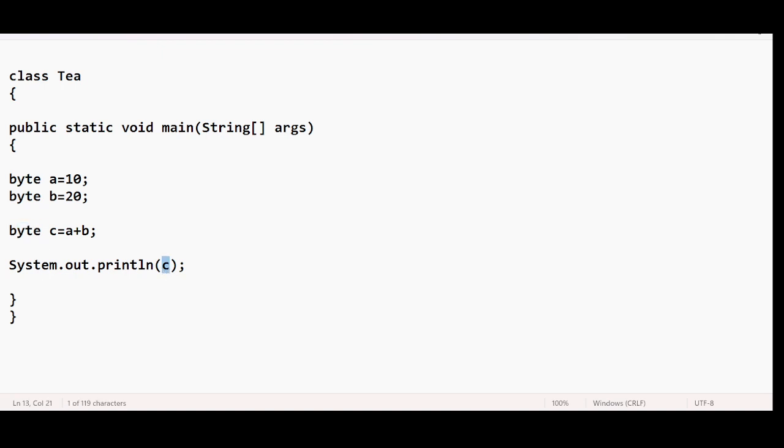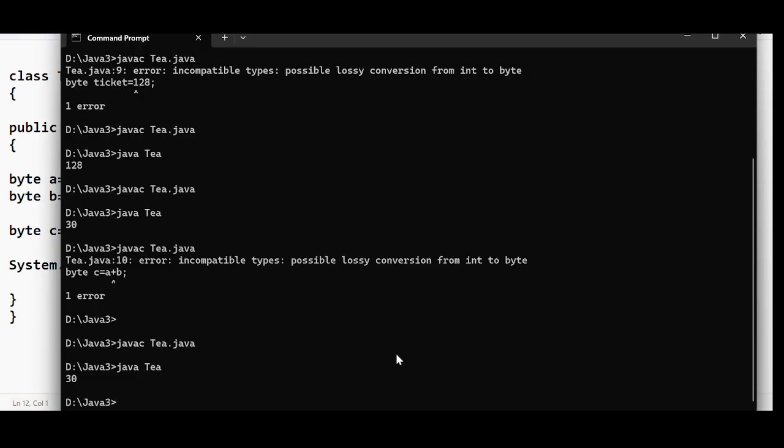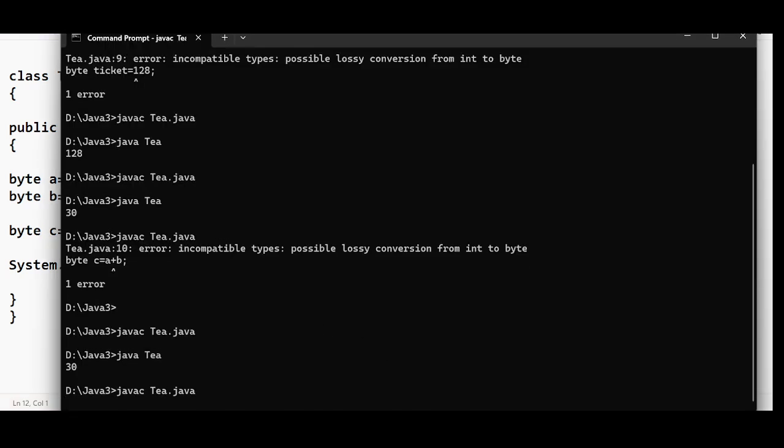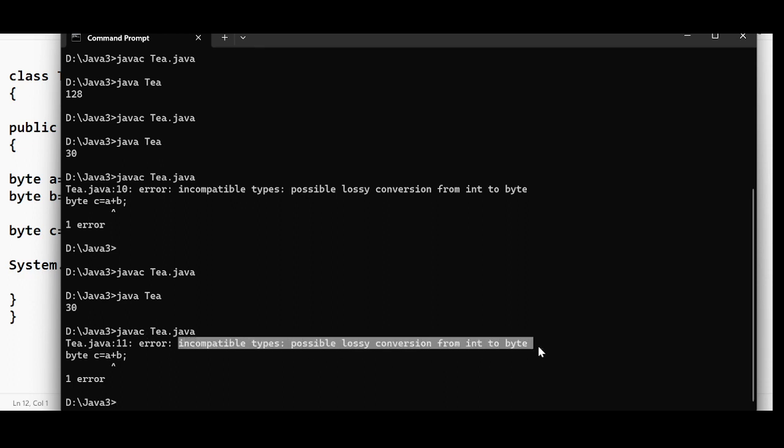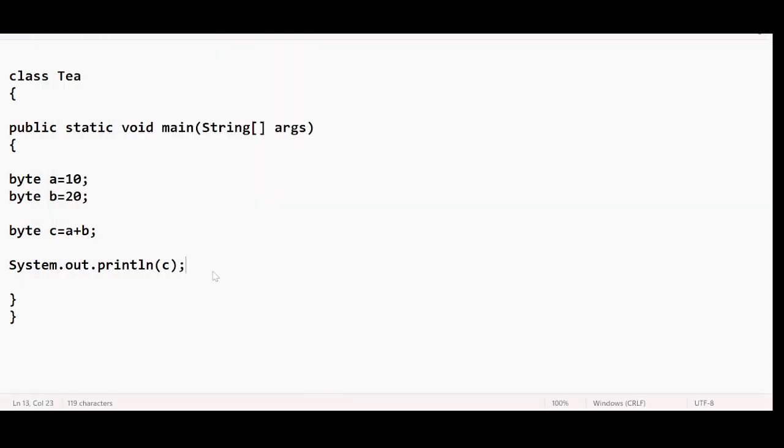But we have defined it as a byte data type. That's why the collision is happening inside. If I run this, we will get an error: incompatible types, possible lossy conversion. The conclusion is very simple. This statement always converts the number into the int data type.